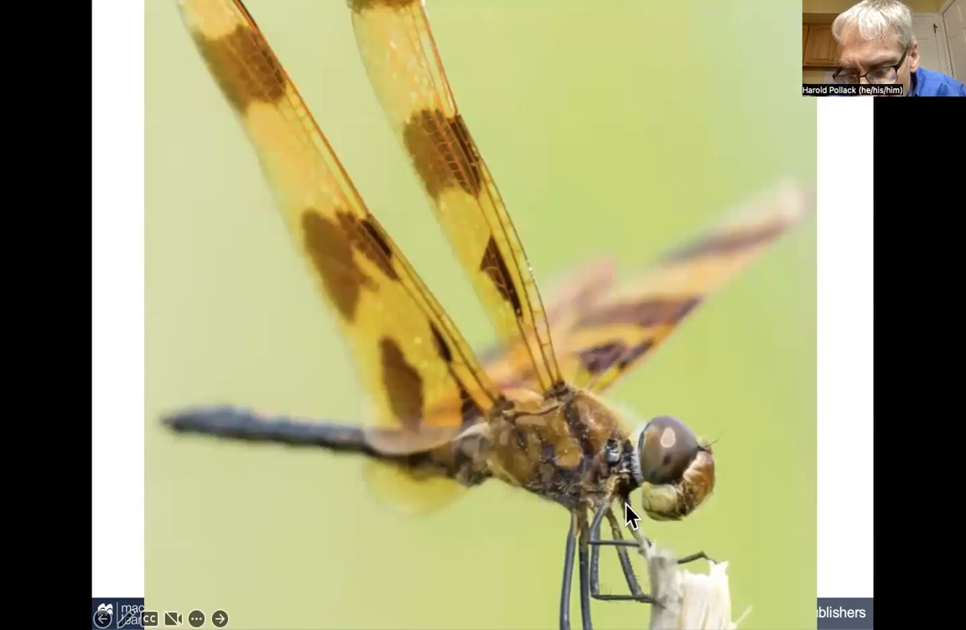That's a dragonfly. It's kind of cool. The slide isn't perfect, but it's kind of a cool picture.